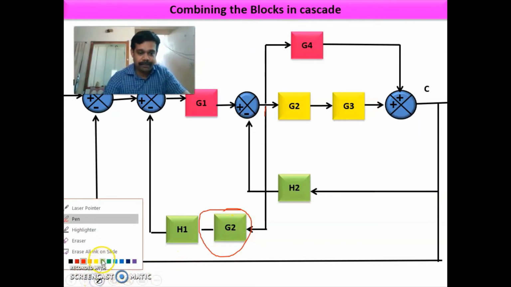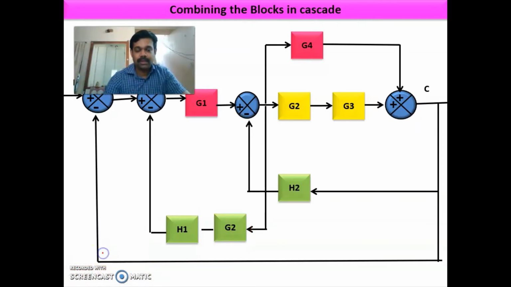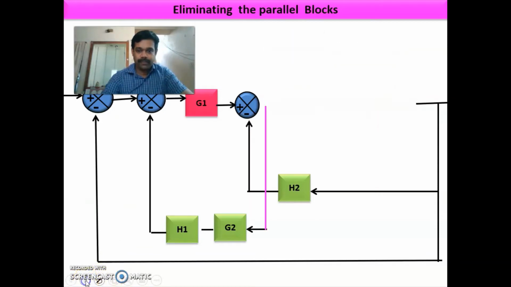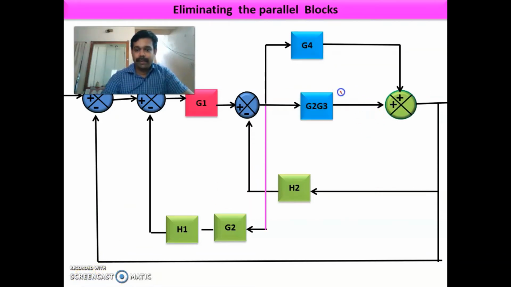Next step is, while analyzing this figure, we understand that these two blocks G2 and G3 are in cascade. So we can combine these blocks G2 and G3 into one block. So we have combined the blocks G2 and G3 into one block. The first elimination we have done.